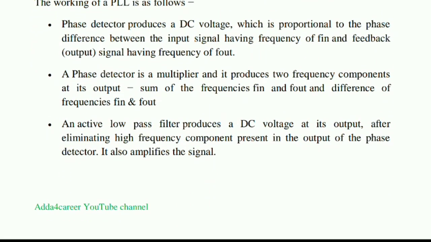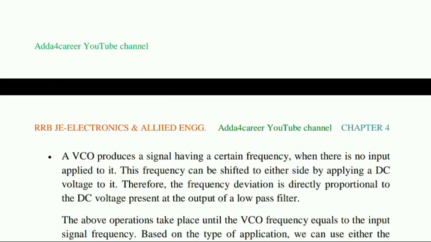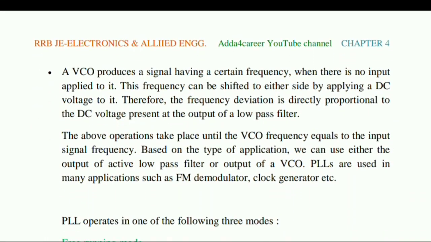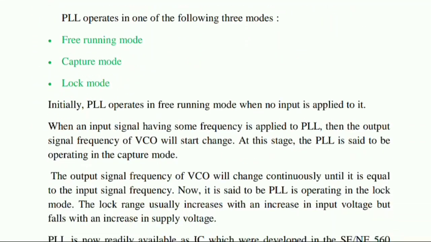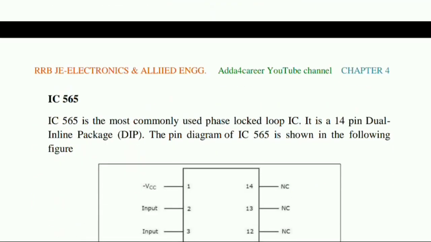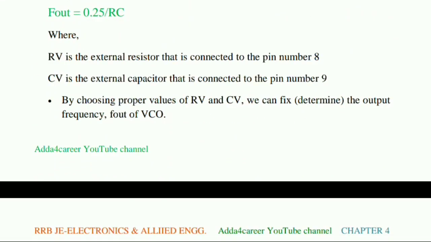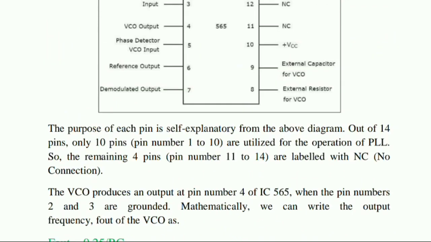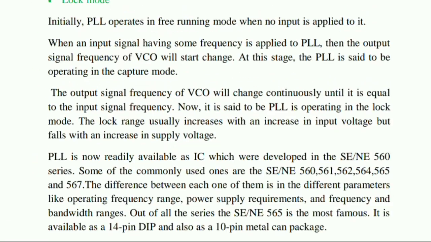The F out, and here one of the important cases, the frequency of that VCO is given by one equation: F out equal to 0.25 by RC. We may be asked for frequency or time period. Frequency is inversely proportional to the time period: F equal to 1 by T, and T equal to 1 by F. That is one of the important equations. And this is the phase locked loop.